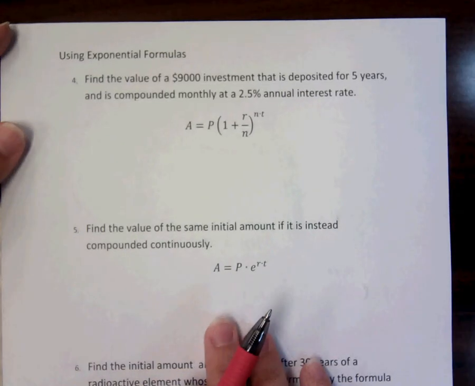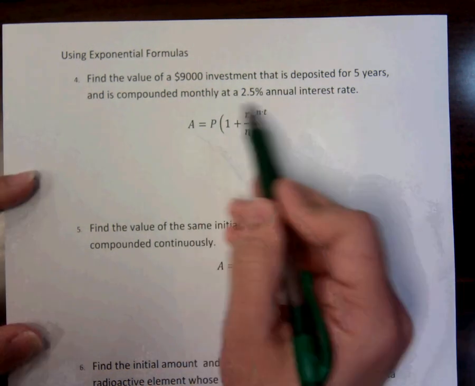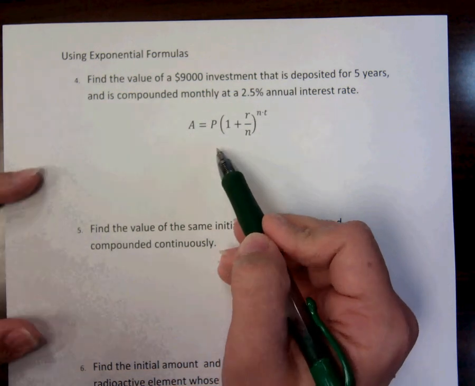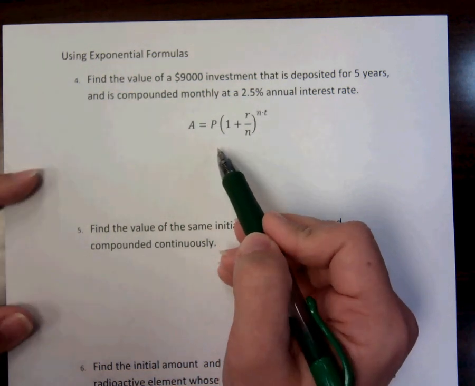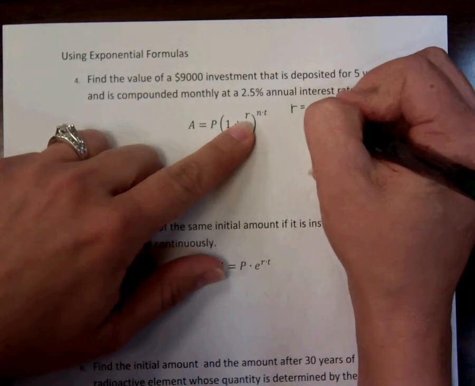The next idea with exponential growth and decay is that you need to be able to calculate some word problems. So one of the big things we talk about with exponential growth and decay is investing. When you see this formula, I can tell you first that you'll need to memorize it. Think about how exponential growth works and how interest rates work. So your R is always going to be your interest rate.